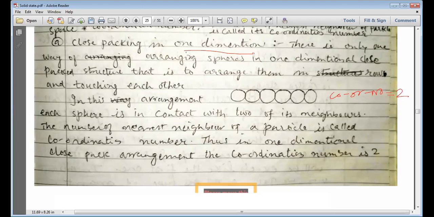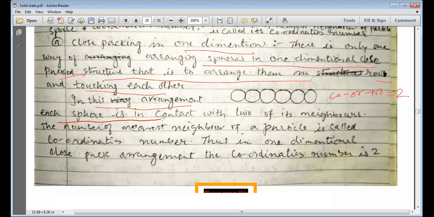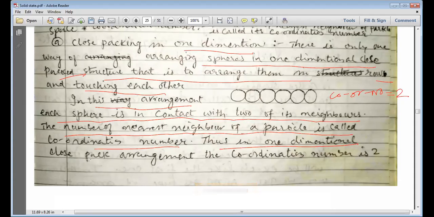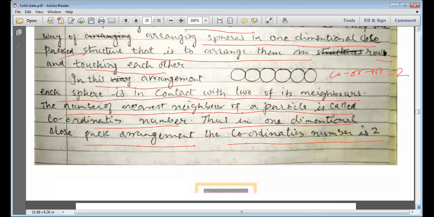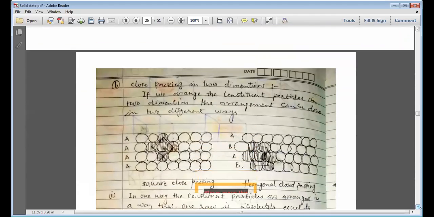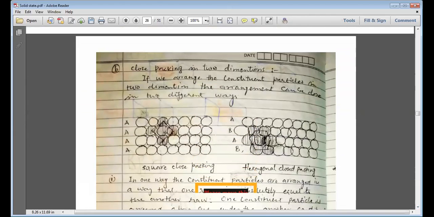So in one dimension, we can have a maximum coordination number of 2. That is what we understand. There is only one way of arranging the spheres in the one-dimensional close packing structure, that is to arrange them in a row or in a column touching each other. In this arrangement, each sphere is in contact with two of its neighbors. The number of nearest neighbors of a particle is called the coordination number. Thus, in one-dimensional close packed arrangement, the coordination number is 2, my dear students. Please remember that.